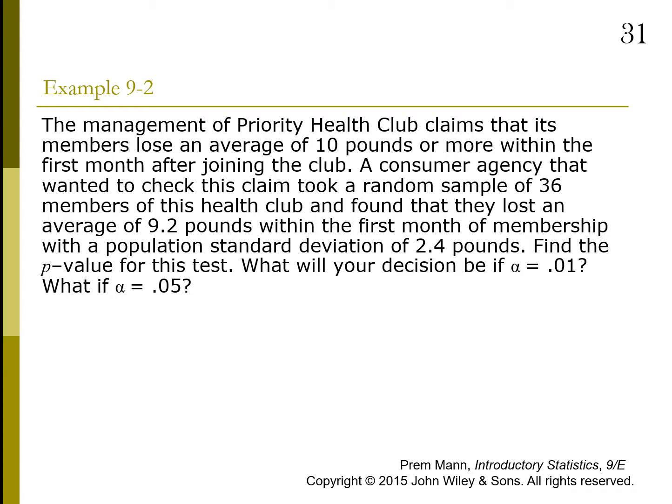It says the management of Priority Health Club claims its members lose an average of 10 pounds or more within the first month after joining the club. Now there's a consumer agency that wants to check this claim, so it took a random sample of 36 members and found they lost an average of 9.2 pounds within the first month. The population standard deviation is given to us. It is 2.4 pounds. So we want to find the p-value for this test, and we want to make a decision if our alpha level is 0.01, and then we're going to talk about the same problem if our alpha level is 0.05.